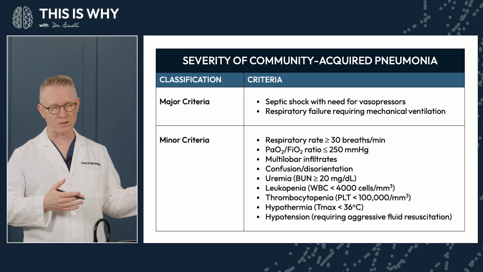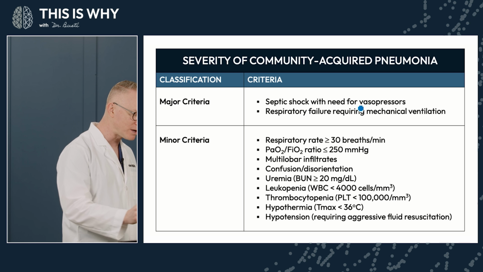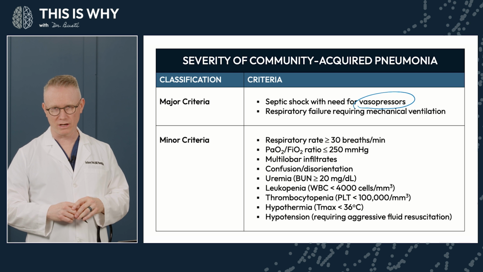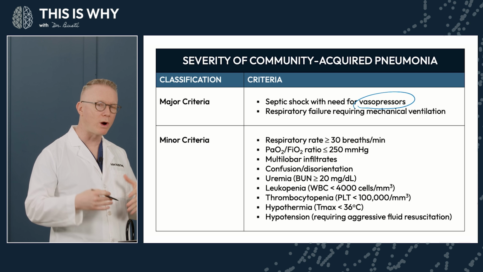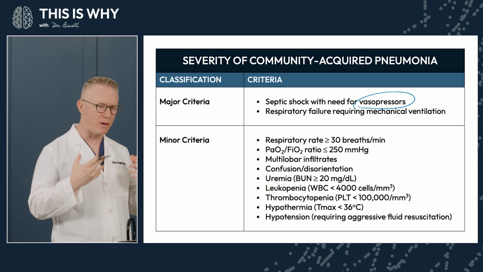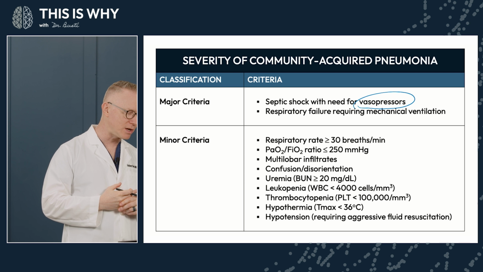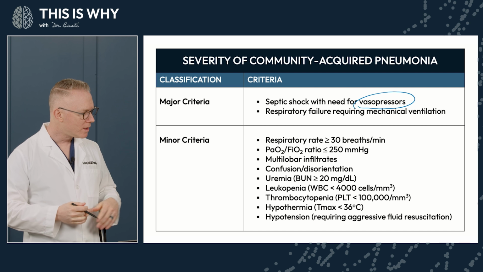Usually MAPs are not going to be greater than 65. And these patients need vasopressors. That's not good, right? We're having to support them. The bacteremia is causing an abnormal immunologic response that is causing leaking and vasodilation and hypoperfusion of the tissue.